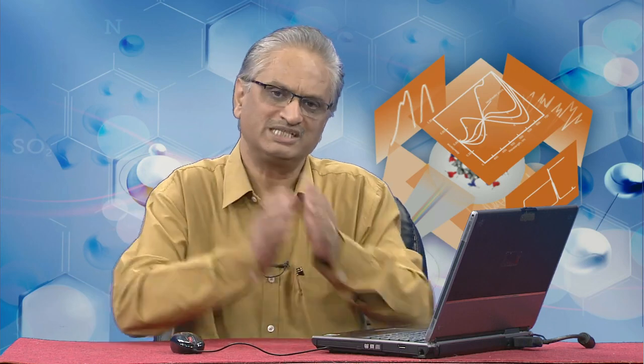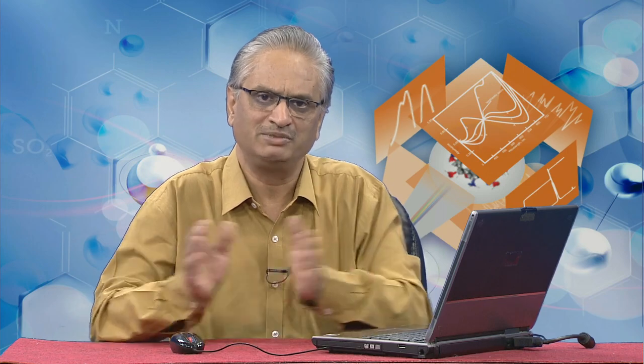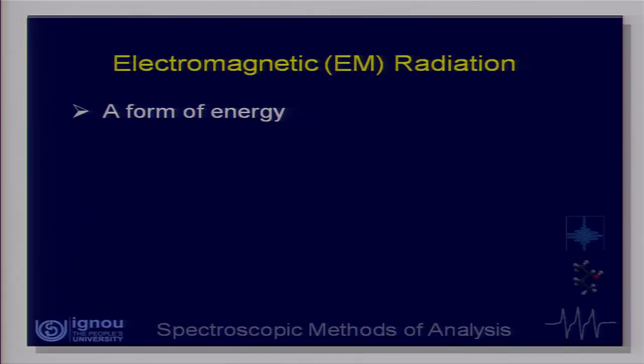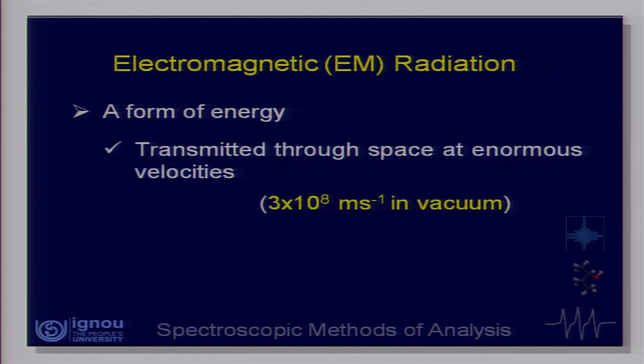To get deeper into that, we need to first understand what is electromagnetic radiation. So, we will spend time on that today, and in the next session we will talk about the nature of matter. Okay. Now, what is this electromagnetic radiation? Electromagnetic radiation essentially is a form of energy, and that energy is transmitted through space at very enormous velocities. In vacuum this velocity is of the order of about 3 × 10⁸ meters per second, which is a fairly large velocity.